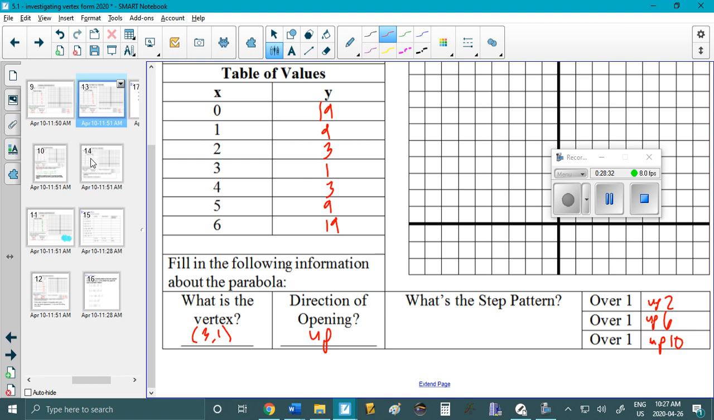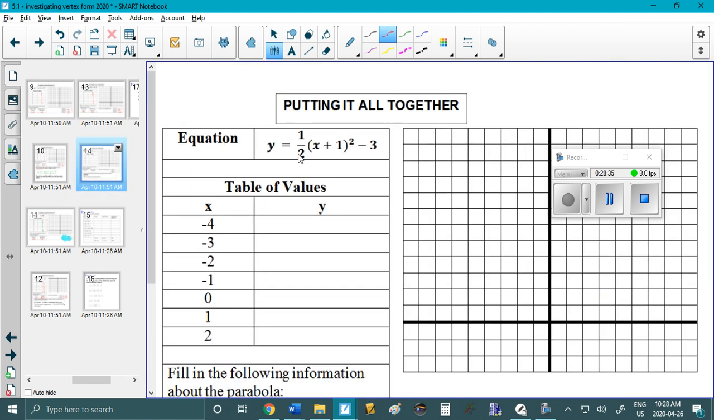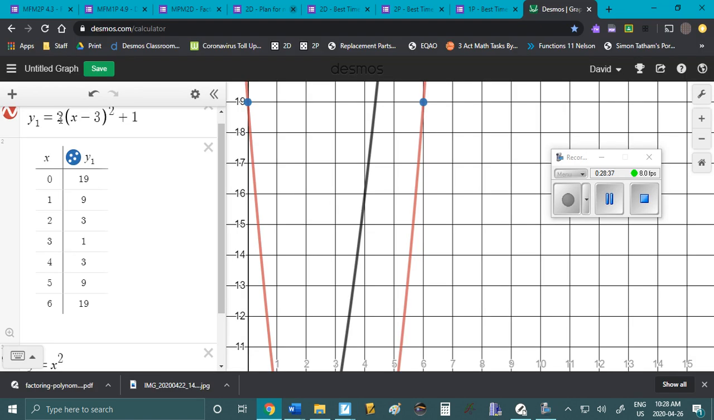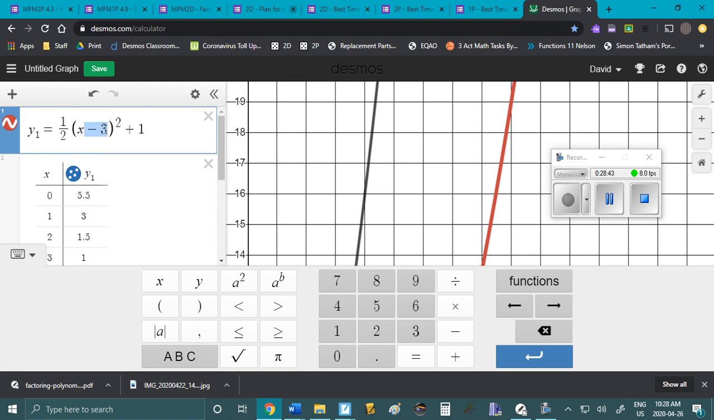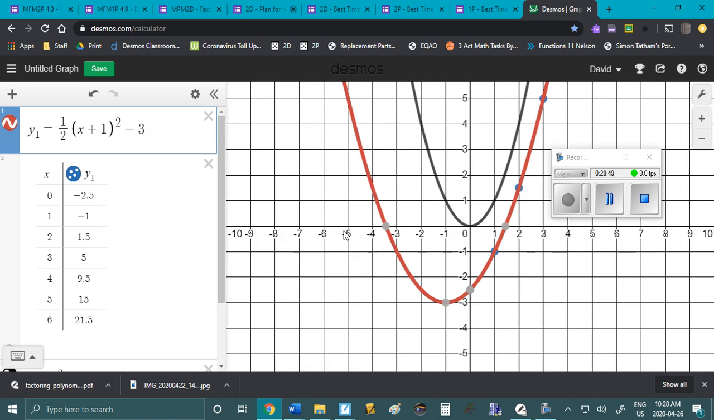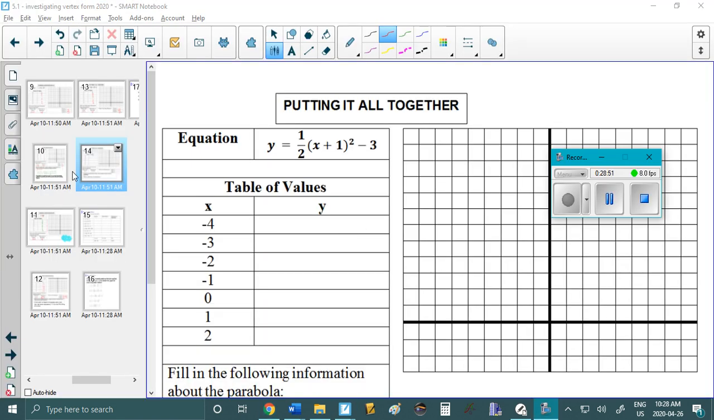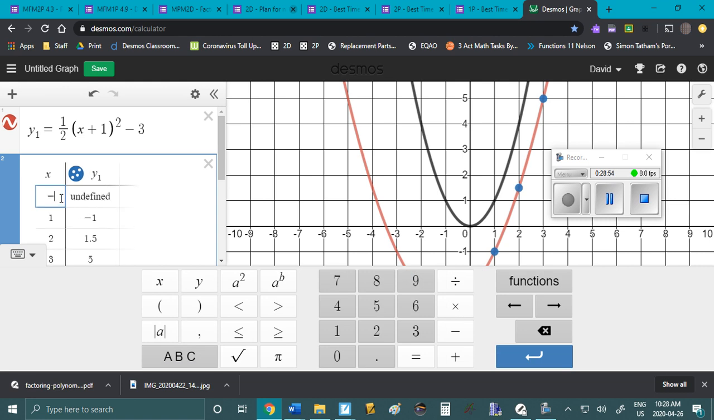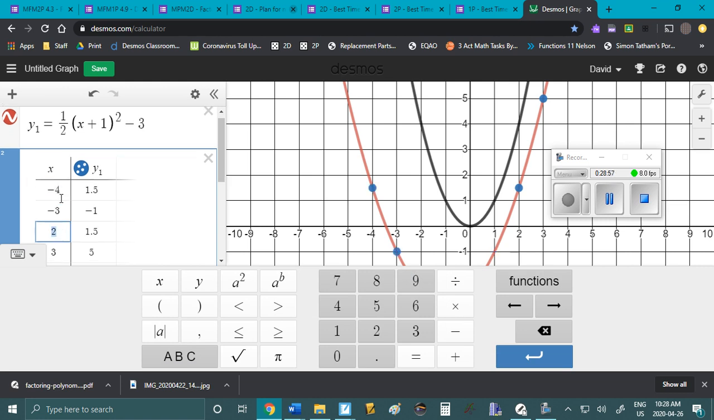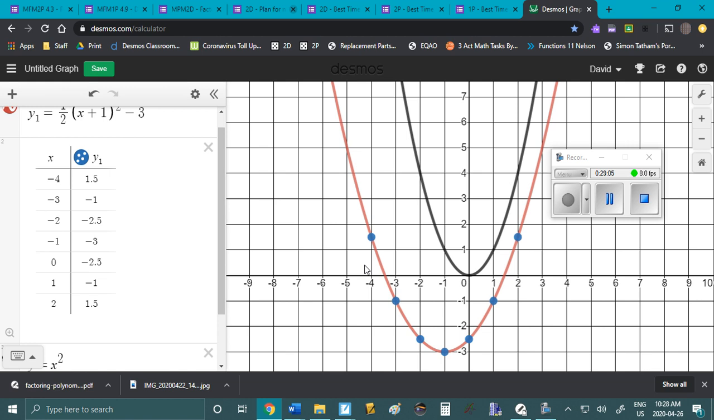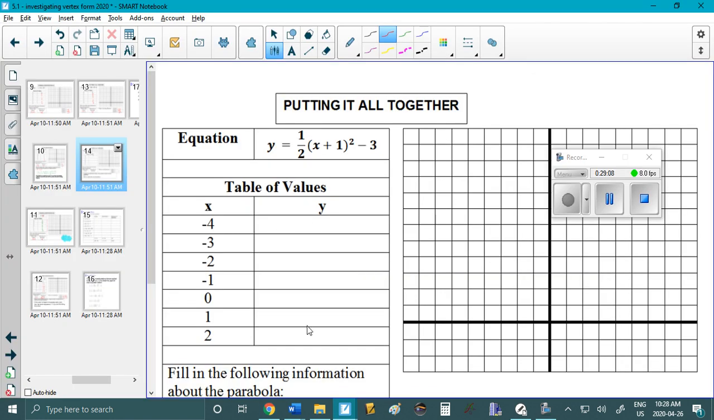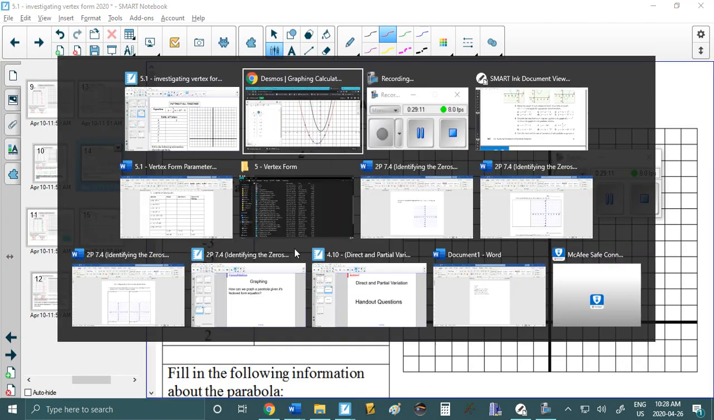Okay, and then we'll do one more example. Again, I want you to pause it. You can write 1 over 2 as 0.5 if you want. And then it's x plus 1, x minus 3. I'll click home. I'll look at my x values, negative 4 all the way to 2. So negative 4, negative 3, negative 2, negative 1, 0, 1, 2. So here's my points. I would really like it now if you would pause, fill these in, and then come back.